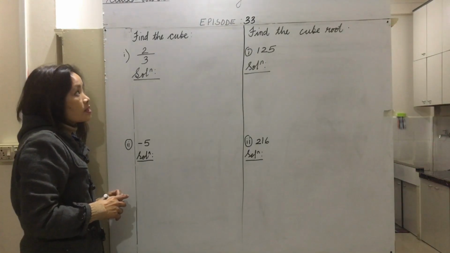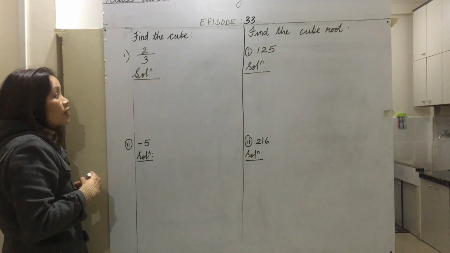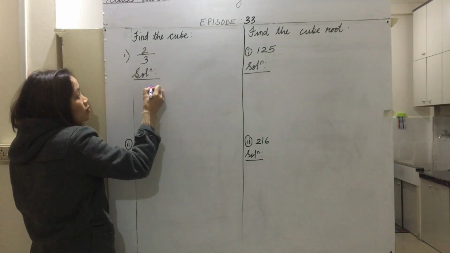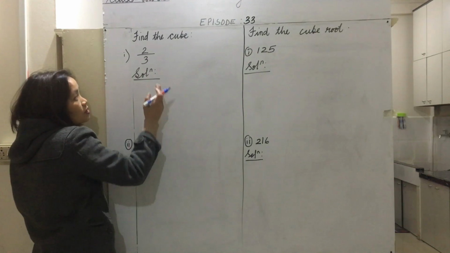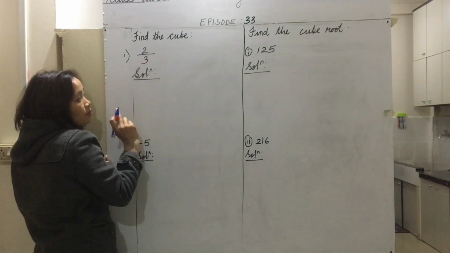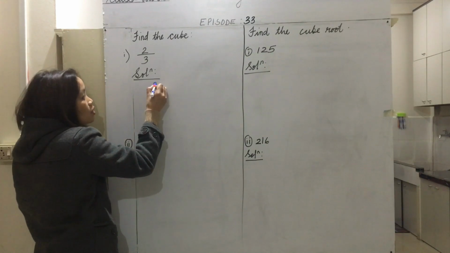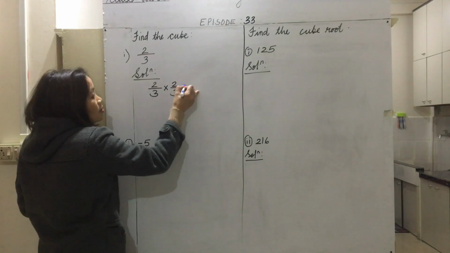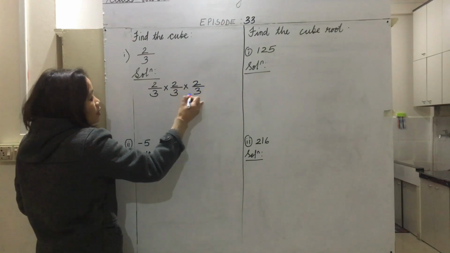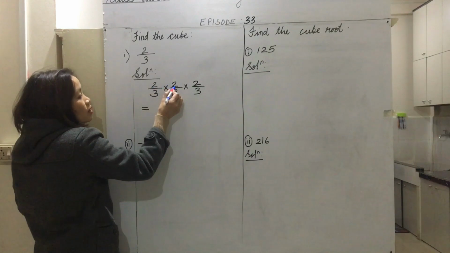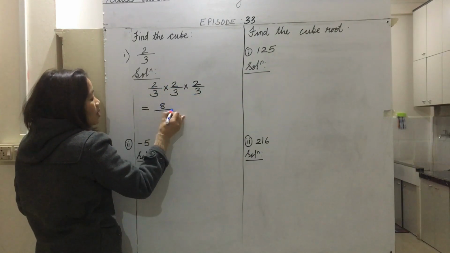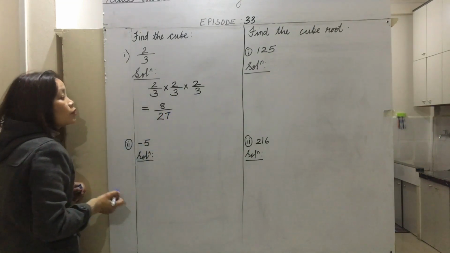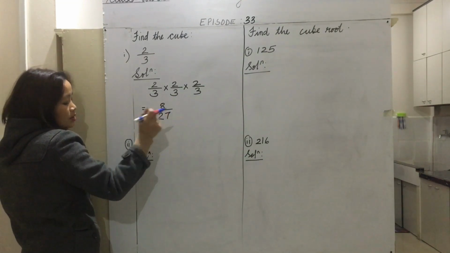Now let us look at these examples. The first one, find the cube. We need to find the cube of 2 by 3. If we are going to find the cube, that means the same number will be multiplied by itself 3 times. So 2 by 3 will be multiplied 3 times, right? 2 2s are 4, 4 2s are 8, by 3 3s are 9, 9 3s are 27. So the cube of 2 by 3 is 8 by 27.